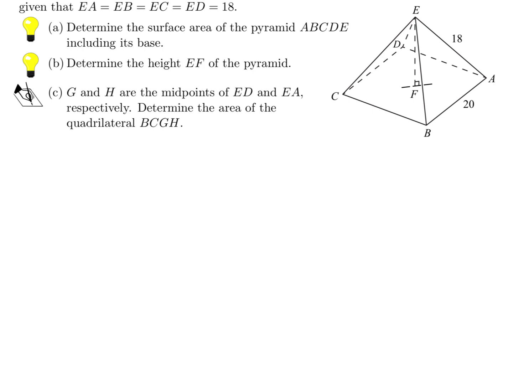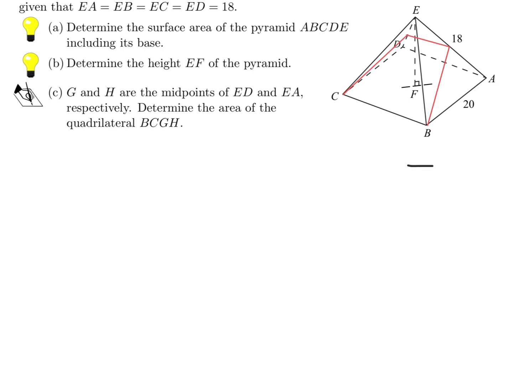G and H are the midpoints of ED and EA, respectively. Determine the area of the quadrilateral BCGH. Okay, so first, of course, I have to attempt to draw a connection between G and H. G is the midpoint of ED, and H is the midpoint of EA. So something like this. That's pretty decent. And then I'm going to connect them because we're trying to form a quadrilateral, right? BCGH. So C is going to connect to this point here, and then that other point is going to connect down to B. Okay, so there we go. That is basically the quadrilateral that we have to figure out.